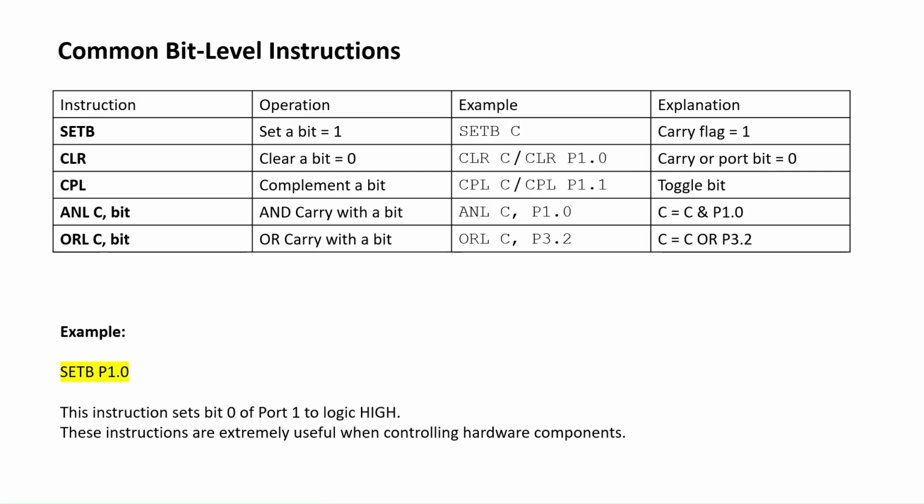Before, C equals 1; after, C equals 0. Another example: CLR P1.0. Port 1 bit 0 becomes low, 0. It is used to turn off an LED.